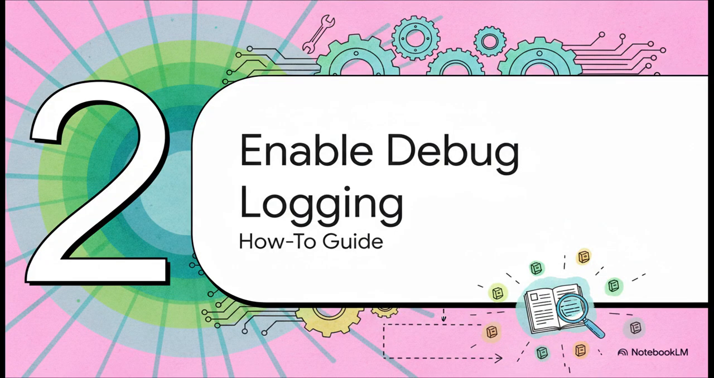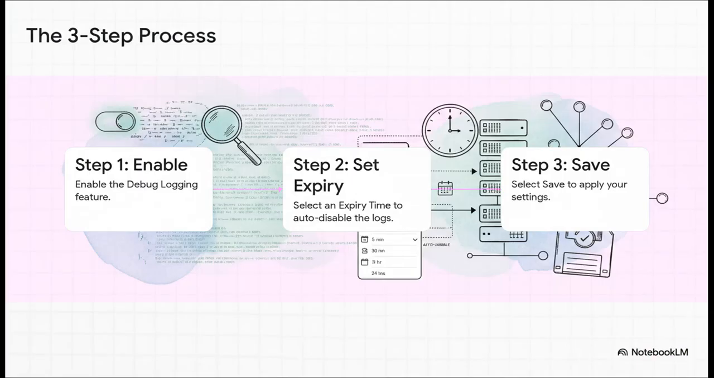Okay, so you've done your due diligence, you've gotten the green light from SailPoint, awesome. Now let's get into the easy part, actually turning it on. The process itself is refreshingly simple. It's really just three quick steps. First, you're just going to toggle that switch to enable debug logging. Next, you'll pick an expiry time from that drop-down menu, and last, just hit save.